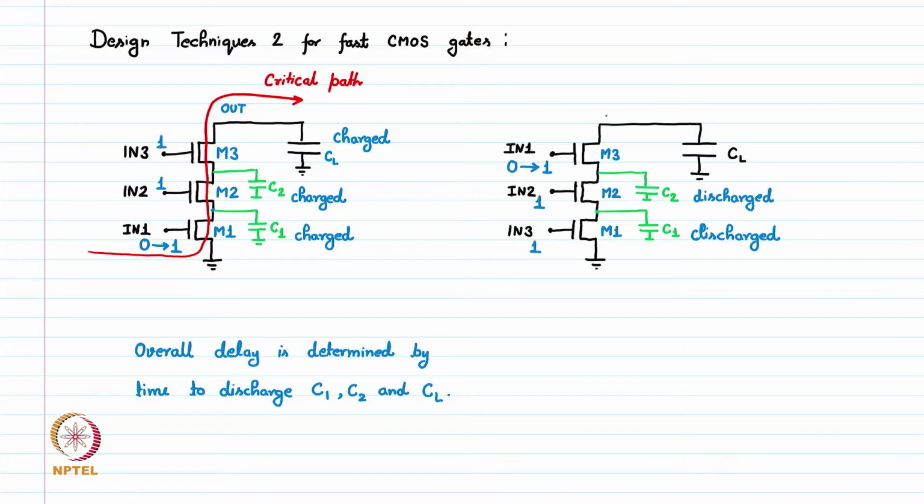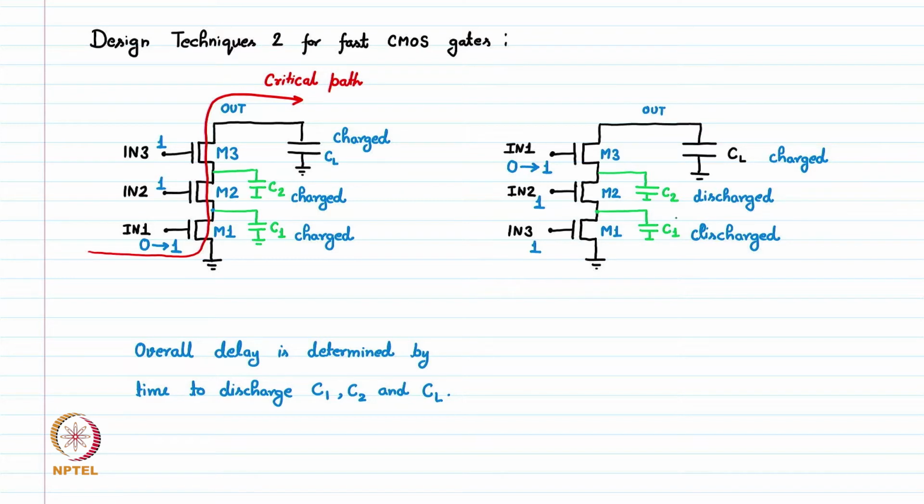CL is the load capacitance which is initially charged because M3 is off. So this is charged. Now when input 1 is transitioning from 0 to 1, it means M3 transistor will now turn on. When it turns on, it has to pull the output node to ground.